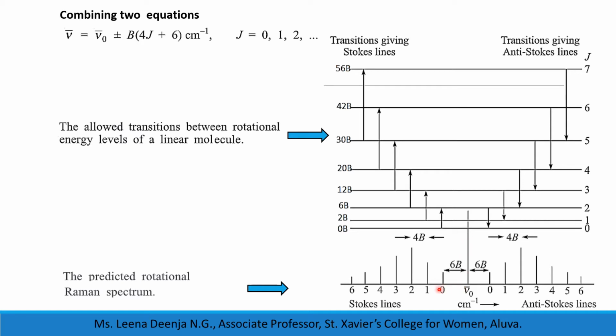So, if we take the spectrum of the scattered light, then we get a spectrum like this. At the center, we can see a strong line. That line is known as the Rayleigh line. For this Rayleigh line, the frequency is marked as nu zero bar. And during the collision, if the molecule jumps from a lower J level to an upper J level, then we get a number of lines. Those lines we call Stokes lines.